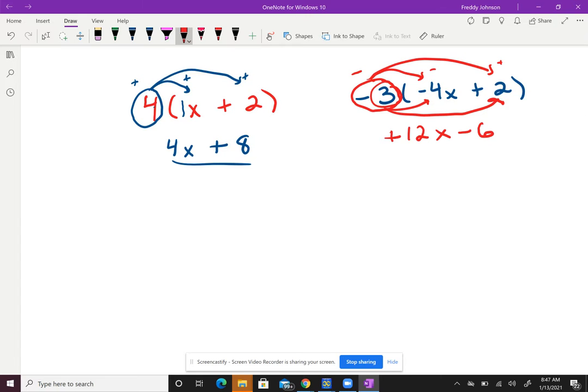Okay, so that is the key when you guys are distributing: make sure that you take the signs with it. Do the signs first. Okay, do not combine anything. Make sure that you just take the number and distribute. Do not do anything else. Okay, just multiply the number through.